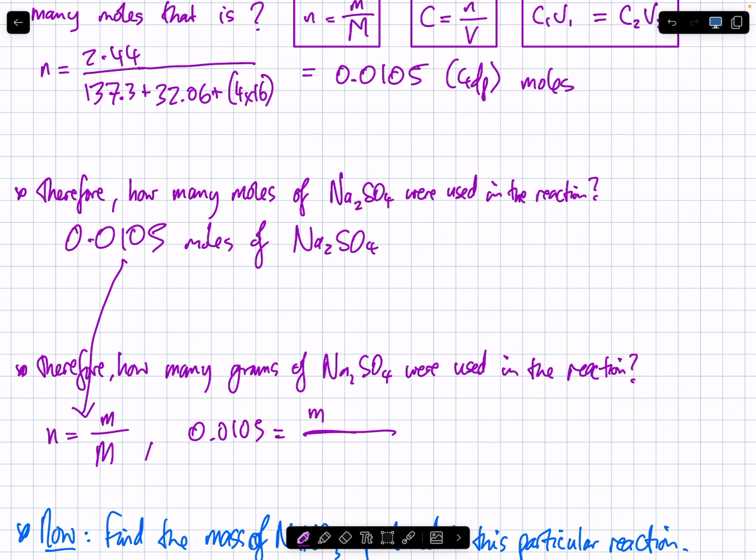How heavy is sodium? Yep. How many sodiums are there? How many sulfurs are there in that? How heavy was sulfur? And what's the remaining? Oh, there's 4 oxygens. 4 lots of 16. 64, so we need to add those up. 22.99.